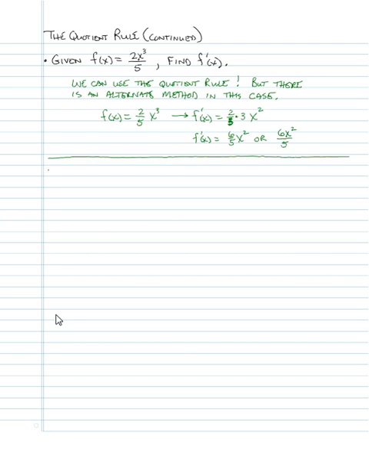Okay, let's do another one quickly here. Given that y is equal to x squared minus 3x over x, find the derivative of y with respect to x. Now, once again, the quotient rule will work.